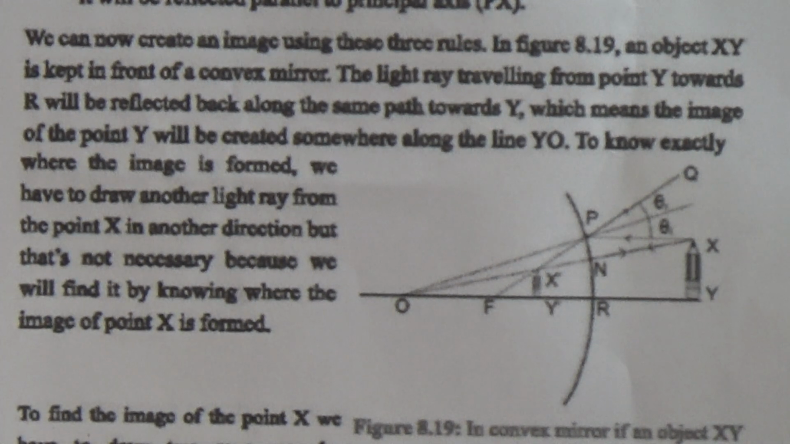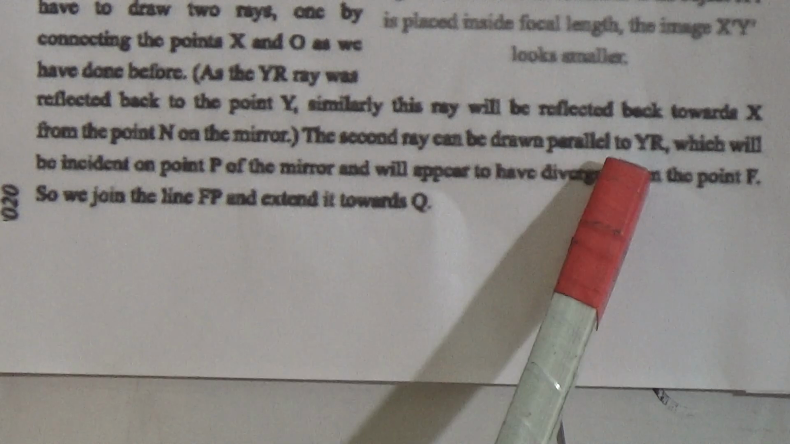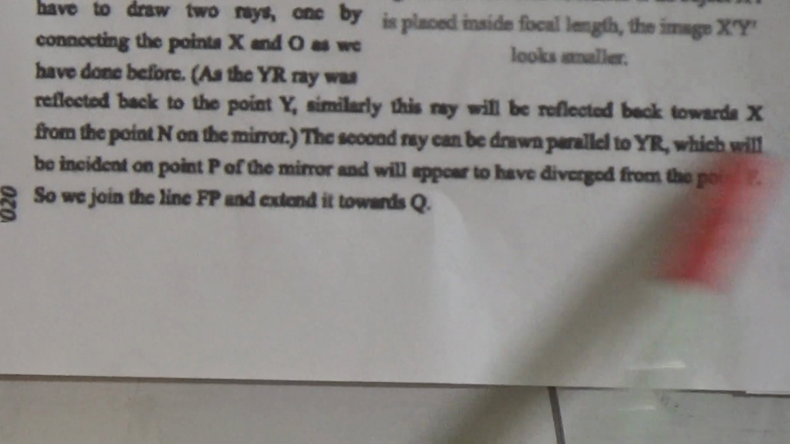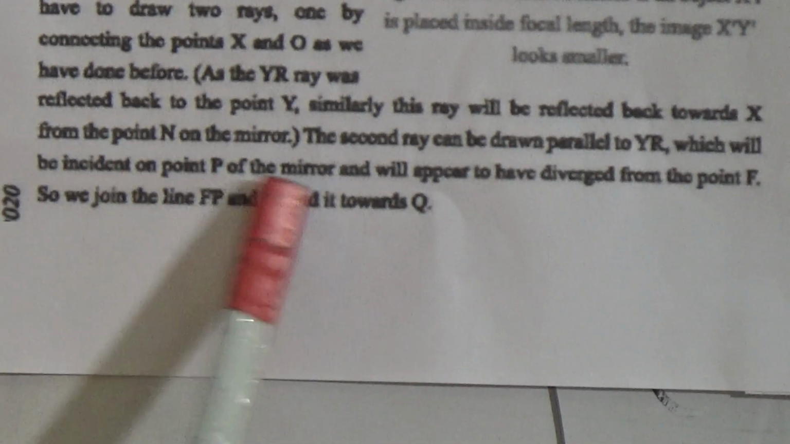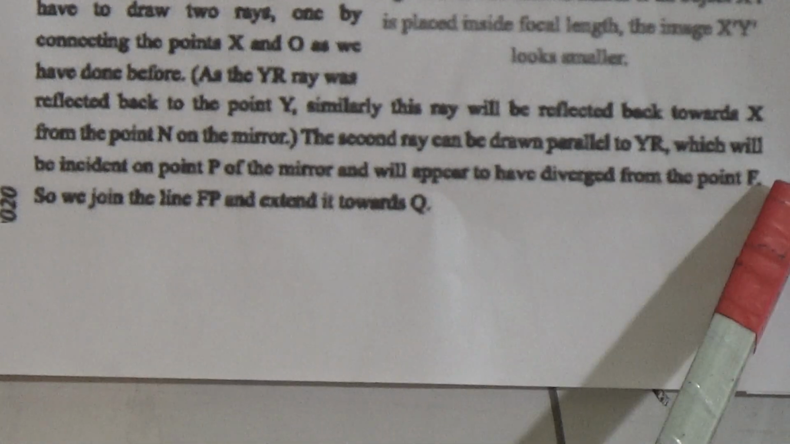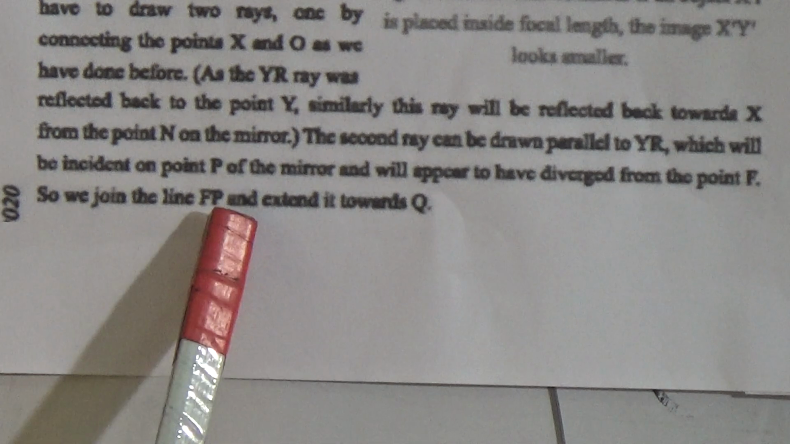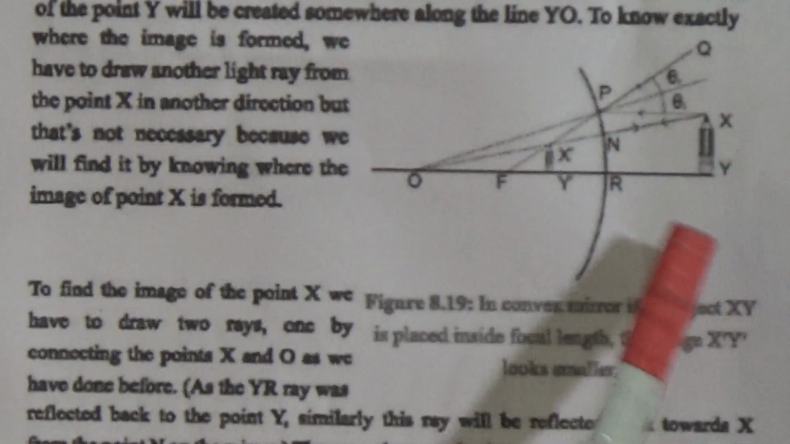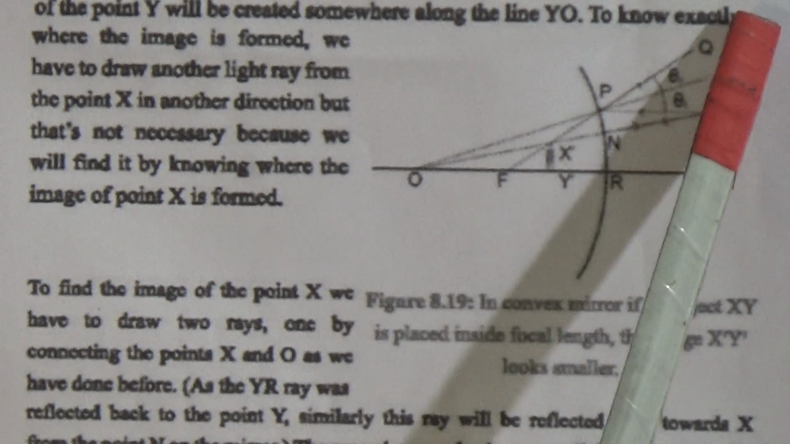Similarly, this ray will be reflected back towards X from the point N on the mirror, and the second ray can be drawn parallel to YR, which will be incident on point P of the mirror and will appear to have diverged from point F. So, join the line FP and extend it towards Q.